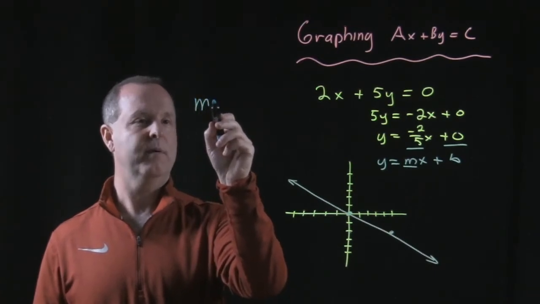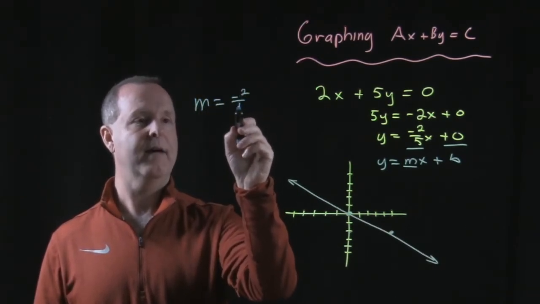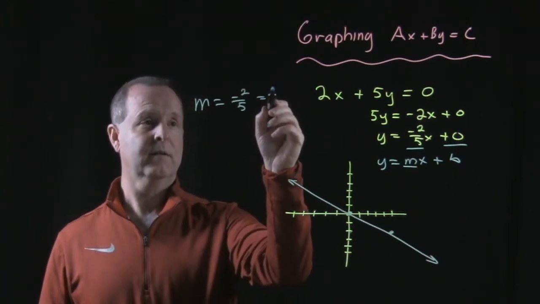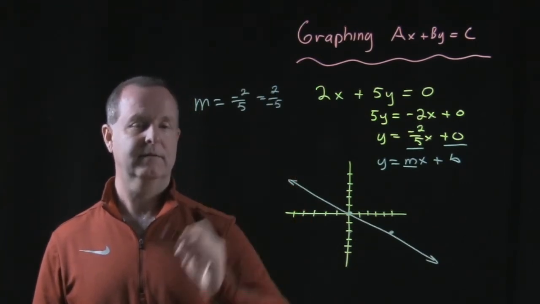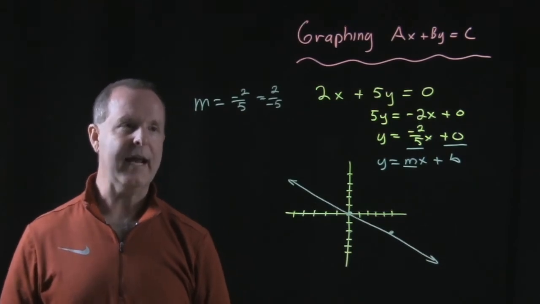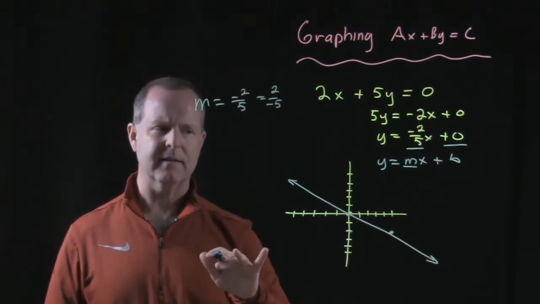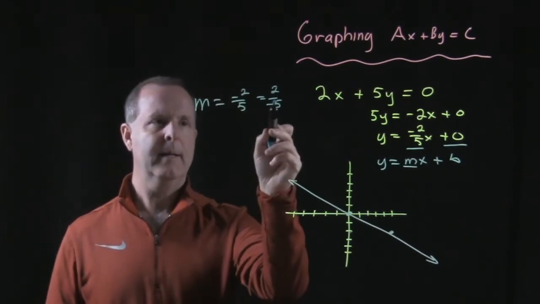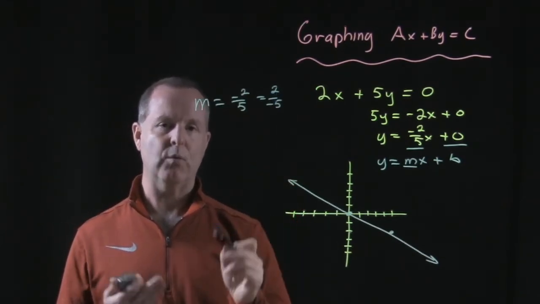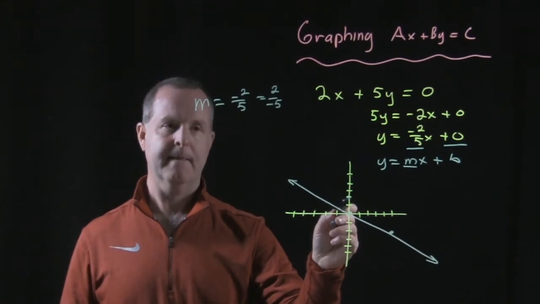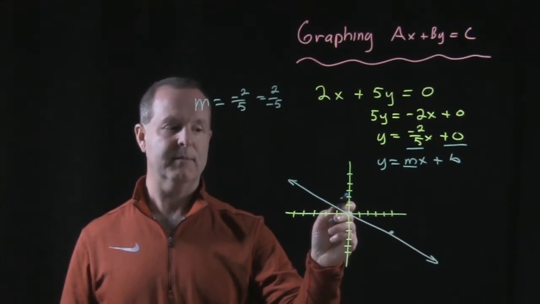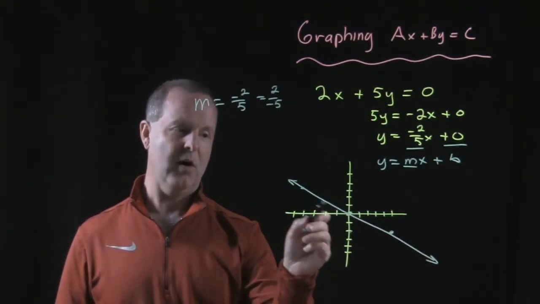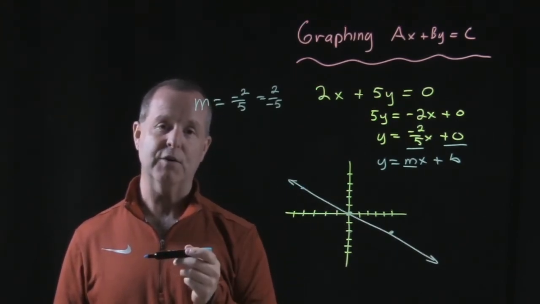I had my slope, which is -2/5, but that's also equivalent to 2/-5. Well, if those are the same, then would I get a different second point and a different line? Well, let's look at this. My 2 tells me my rise, so I go up 2, and then the -5 tells me I go backwards 5. And that's also on the line, but in the other direction.